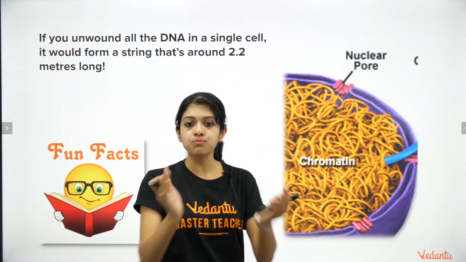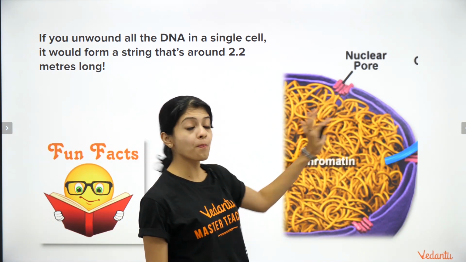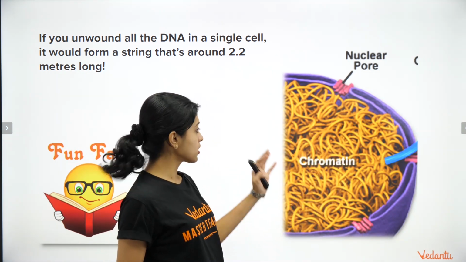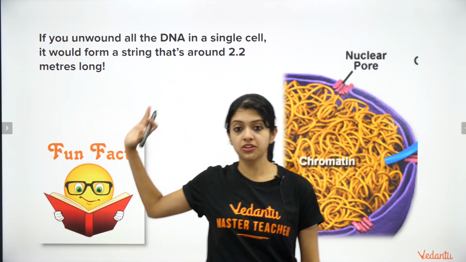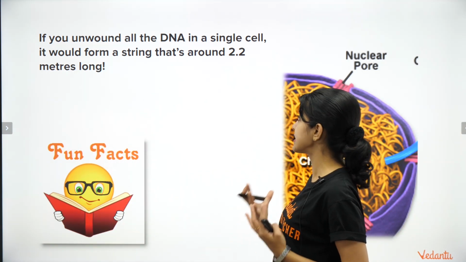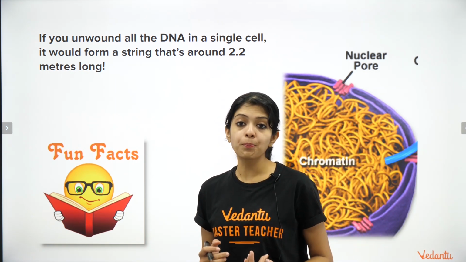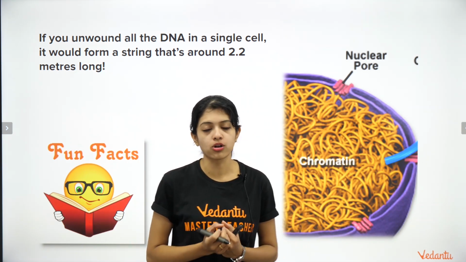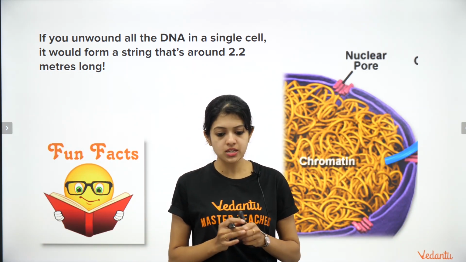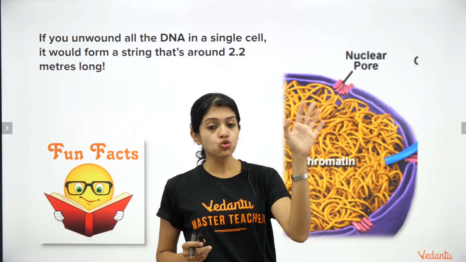If you look at a 3D model of the nucleus, these are the nuclear pores, and the yellow mass that you see here, which looks like noodles, is chromatin, the network chromatin. And just read the facts that I've written there. If you unwound all the DNA in a single cell, it would form a string that's around 2.2 meters long. It's so hard to imagine, because just think about how long is 2.2 meters. That means it's 220 centimeters.